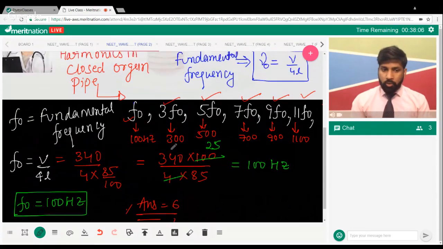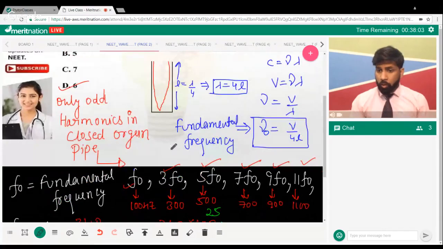So we need to know only a few points regarding closed organ pipe. The first point: the fundamental frequency for a closed organ pipe is v by 4L. V is the velocity of sound, L is the length of the tube. And the second point: in a closed organ pipe we get only odd harmonics. It means if the fundamental frequency is f naught, the next will be 3 f naught, 5 f naught, 7 f naught, 9 f naught, 11 f naught, and so on. Odd harmonics. Now move on to the next question.